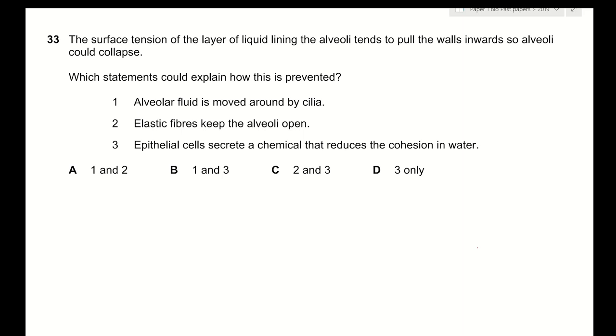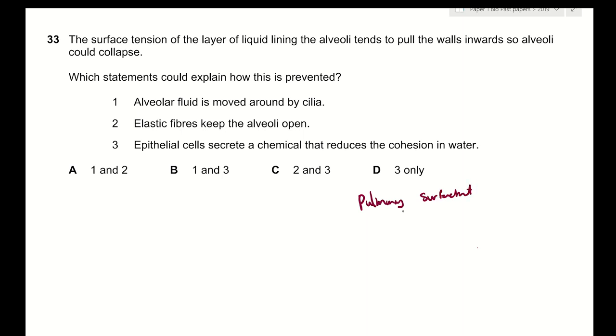Question number 33. The surface tension of the layer of liquid lining the alveoli tends to pull the walls inwards, so alveoli could collapse. Which statements could explain how this is prevented? So, this is only prevented by one thing. It's called pulmonary surfactant.